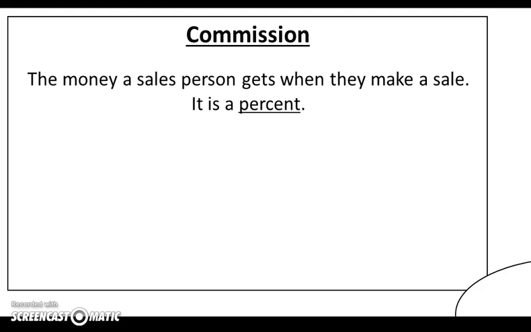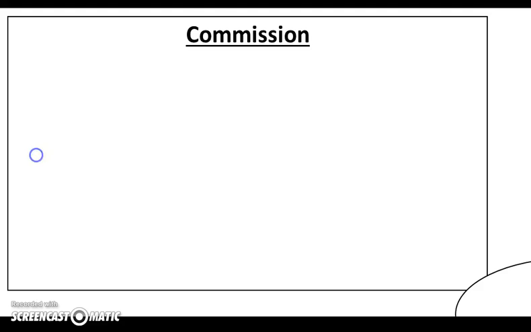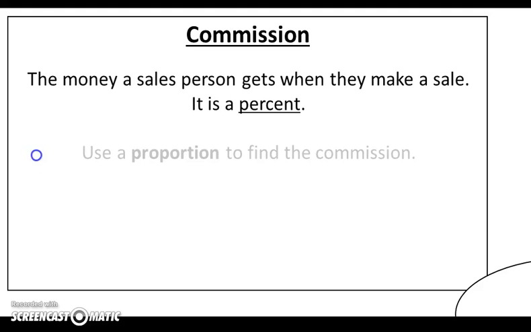So here is the definition of commission. If you're a salesperson, you sell something and then you get a percent of that sale. And the more you sell, the more money you make because you're getting a greater total. When you're calculating commission, using a proportion will really help you keep track of how much money it is. So you can write those things down.